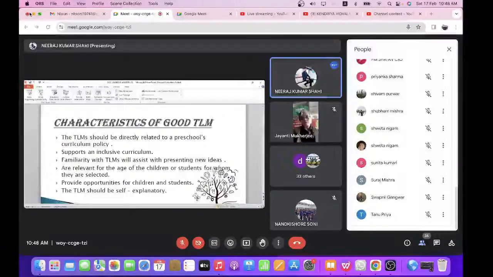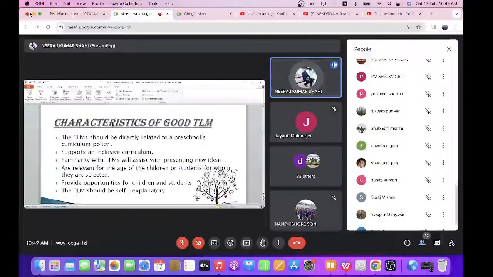If I say what a good TLM is, the first one is that TLM should be directly related to the preschool curriculum policy. As we know, most of the students come to our schools from other preschools. So whatever TLM we are presenting in a classroom should follow the preschool curriculum policy, because the students are very small. They come into class 1, and they have learned only very basic things in their preschools. So whatever TLM we make should be directly related to preschool.